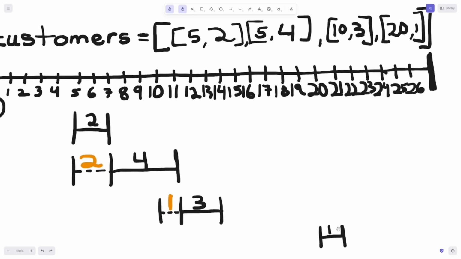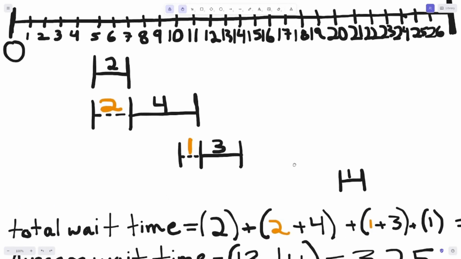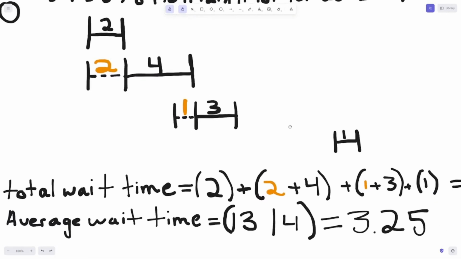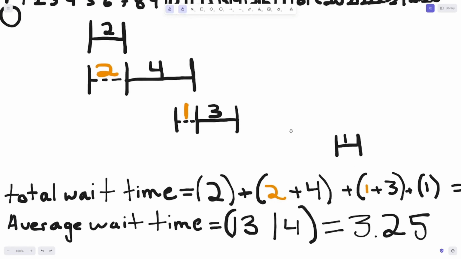And finally, we have an idle customer here that arrives much later with no one else at the restaurant, and it just takes 1 to finish his order. So then the total wait time would be 2 plus 6 plus 4 plus 1. That is 13, divided by the total customers 4. That is 3.25.